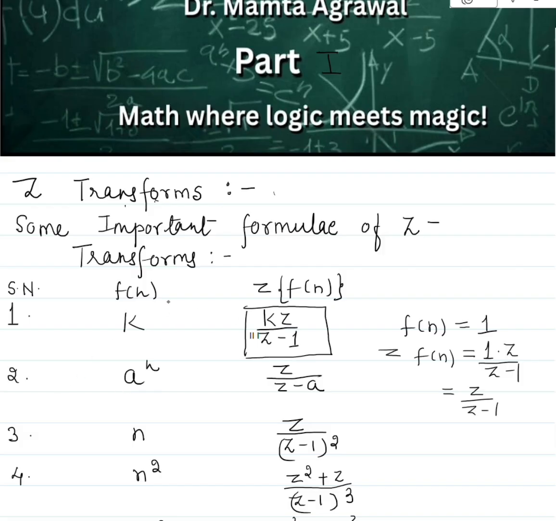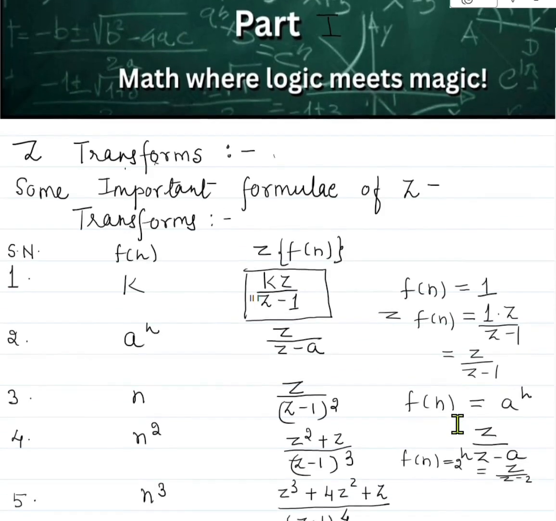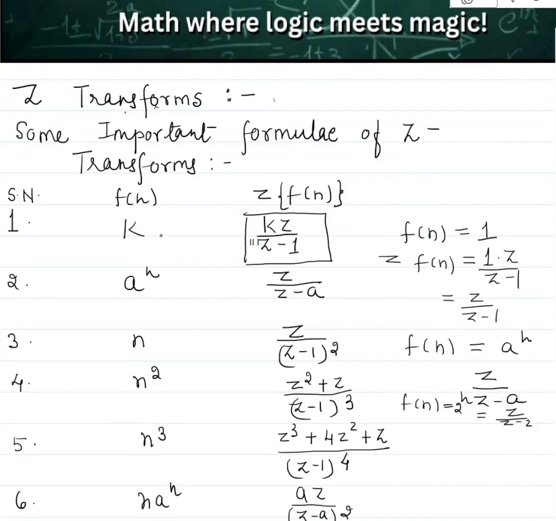Now the second function: if given a to the power n, like 2 to the power n, 3 to the power n, any arbitrary value to the power n, we will find the Z transform from the formula z upon z minus a. So the Z transform of a to the power n is z upon z minus a. Now suppose your function f of n equals 2 to the power n, the Z transform will be z upon z minus 2. In this way you can find the Z transform of the a to the power n function.